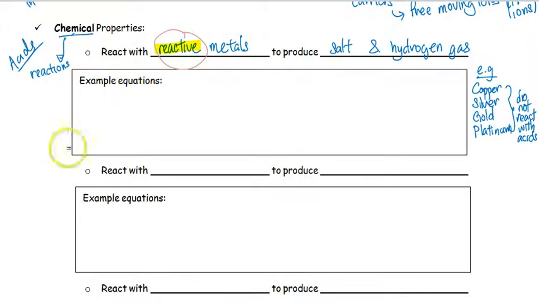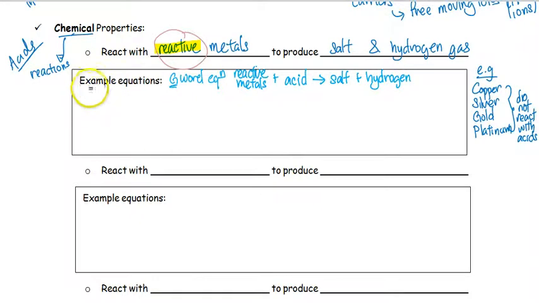Okay? So let's look at some example equations, starting with the general word equation. G stands for general. It's your metals, to be exact, your reactive metals, plus acid will give me salt plus hydrogen.